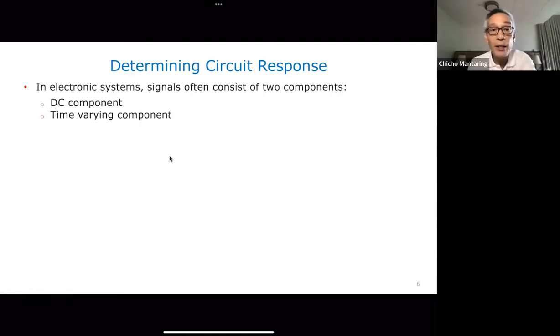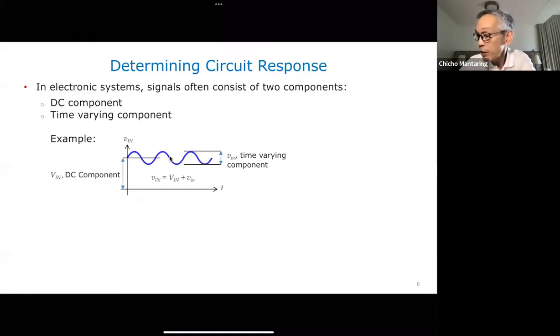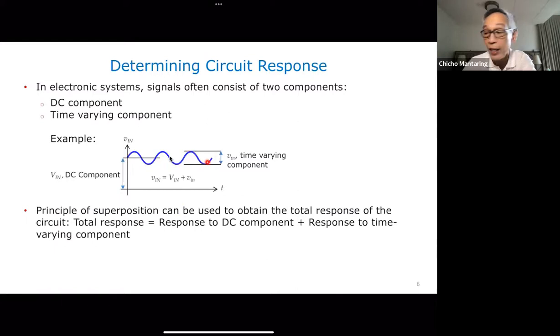So how do we determine the circuit response? You will find out in the circuits that we're going to study in the future. When you have a signal, usually you can break that up into two components: the DC component and the time varying component. So this is a signal with a time varying component. The signal is not steady DC. It changes in value. In this particular case, I just showed a sinusoidal variation.